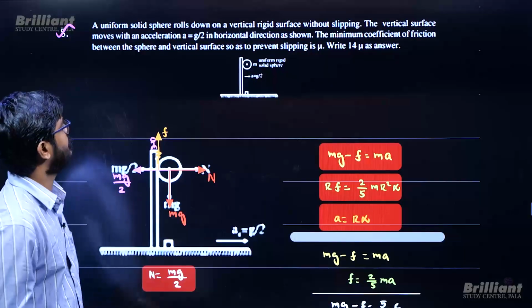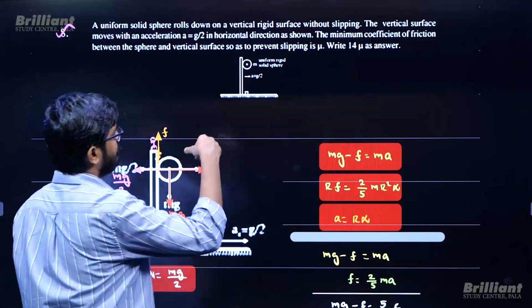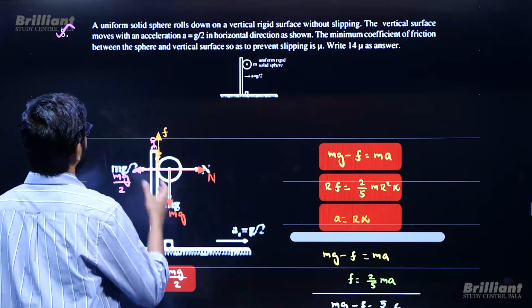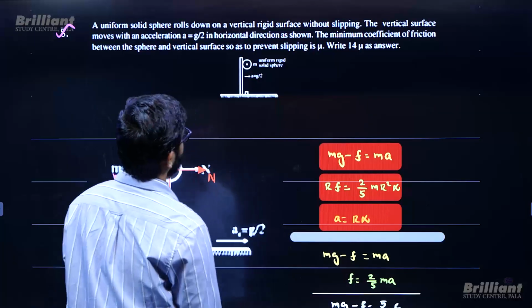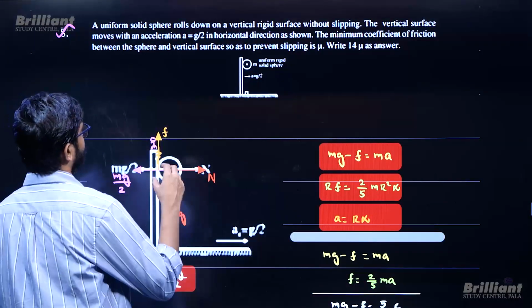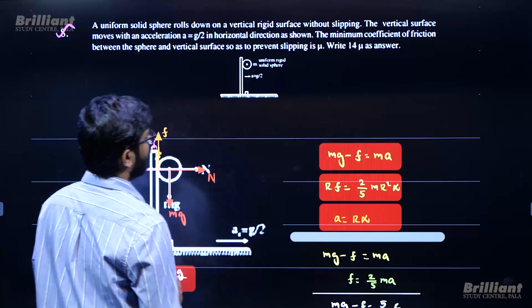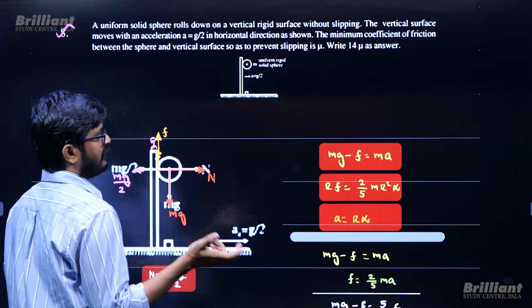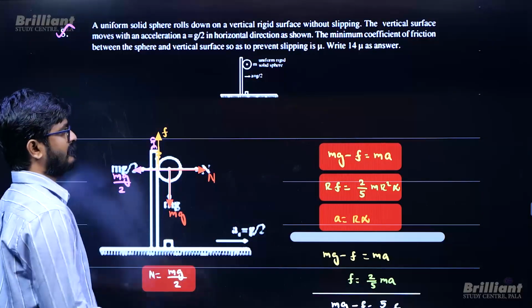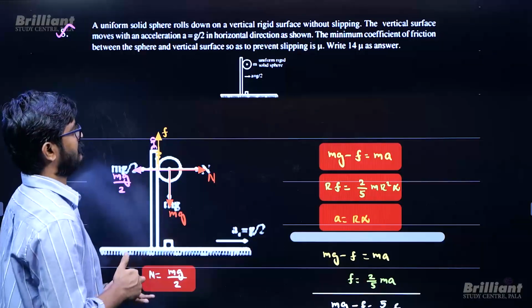A uniform solid sphere rolls down a vertical rigid surface without slipping. The vertical surface moves with acceleration g by 2 in the horizontal direction. Find the minimum coefficient of friction between the sphere and the vertical surface to prevent slipping. See, whenever 2 things are moving, it's always better to sit on one and observe the other, or sometimes it will be easy to observe from the center of mass frame.